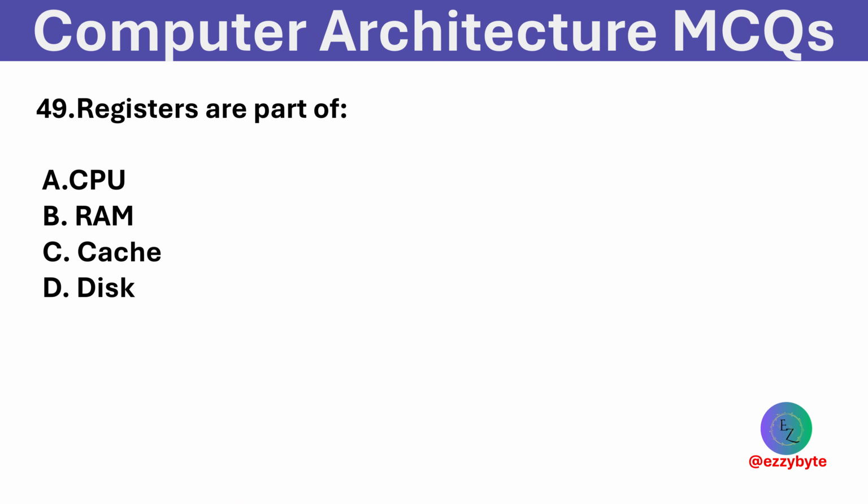Registers are part of. Options are CPU, RAM, cache, and disk. Option A is correct. Registers are small storage locations inside the CPU used for immediate data operations.